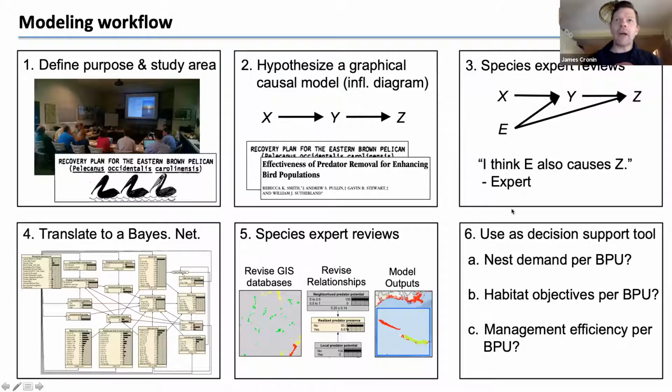After all of that work, we have a decision support tool. In this case, we're interested in using that model to ask, what is the nest demand? Are we over or under the population objective for each planning unit? What are the habitat objectives for each planning unit? And what are the management efficiencies for each planning unit?